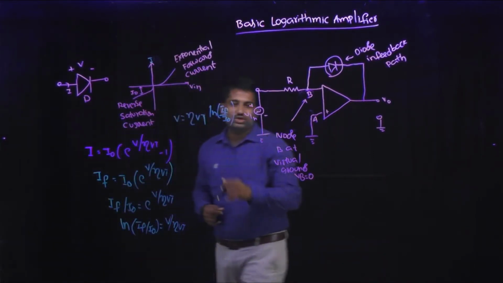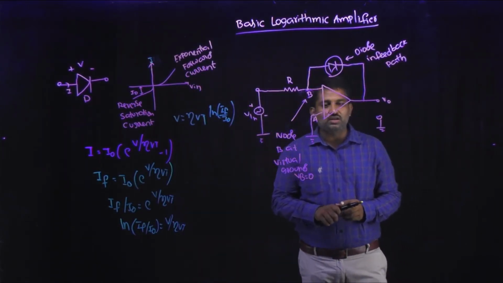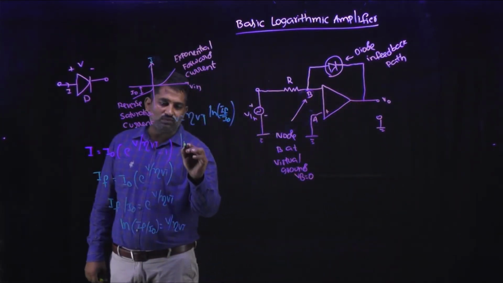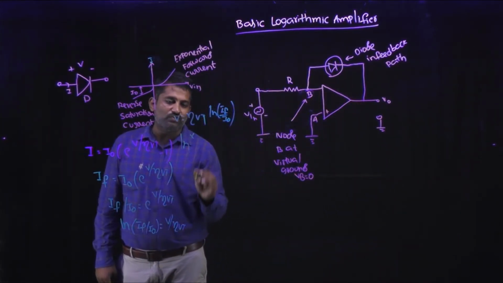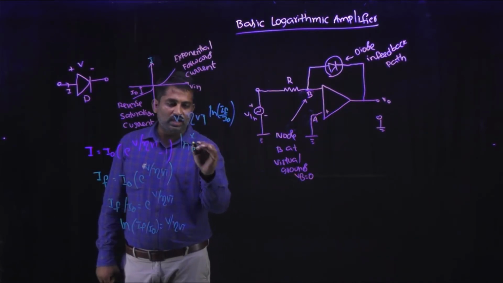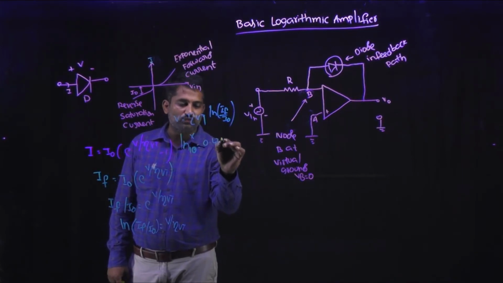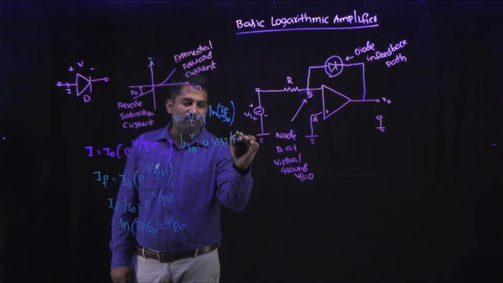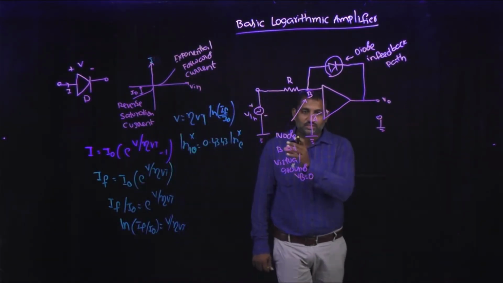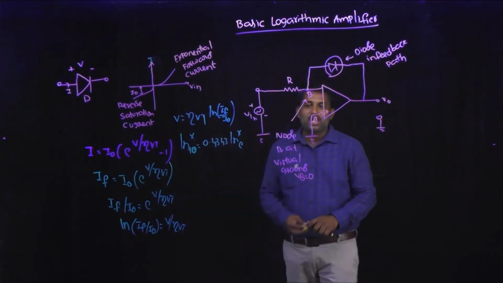Here the natural logarithm is represented with base e, and if you want to express that with base 10, then how can we represent it: log of x base 10 is equal to 0.4343 into ln of x base e. That means if you want to represent it with log base 10, then you have to use this expression.